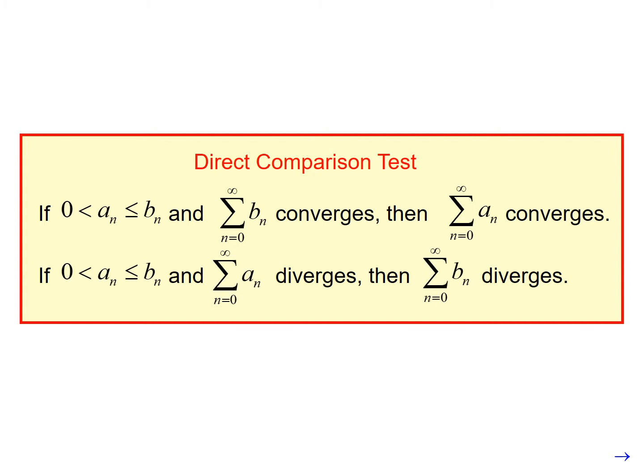Now again, if we have a sub n less than b sub n, and a sub n diverges, well, since b sub n is always above a sub n, it must diverge as well. So notice with the direct comparison test, we have to have the inequality the right direction to make a conclusion. So there are times where the direct comparison test just isn't going to work if our inequality doesn't go the right way.